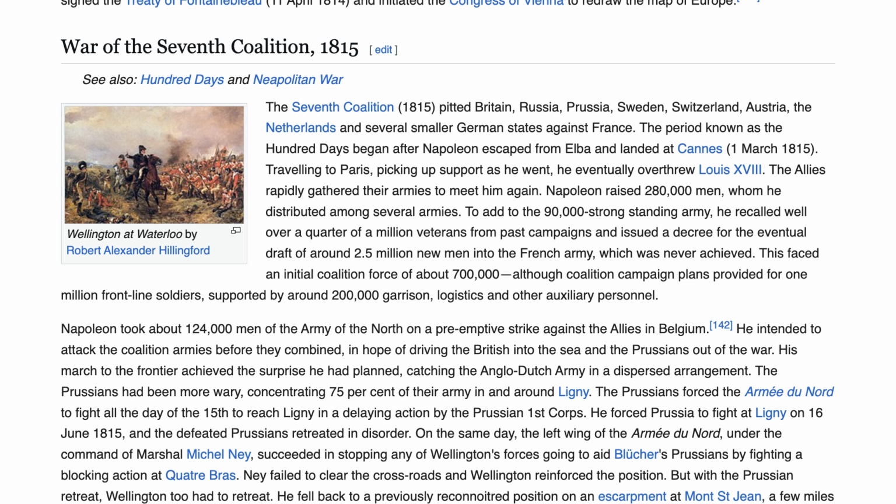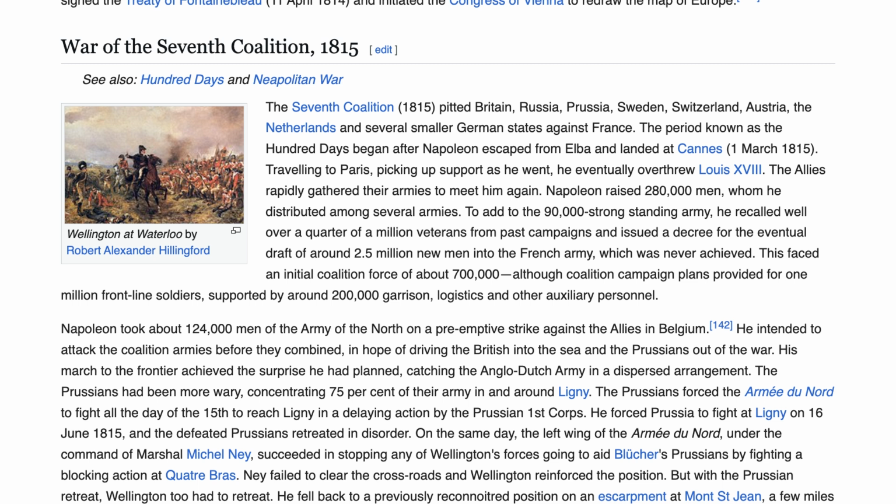The First Treaty of Paris, signed on the 30th of May 1814, officially ended the War of the Sixth Coalition. The victors exiled Napoleon to the island of Elba and restored the French Bourbon monarchy in the person of Louis XVIII. They signed the Treaty of Fontainebleau, the 11th of April 1814, and initiated the Congress of Vienna to redraw the map of Europe. War of the Seventh Coalition, 1815.